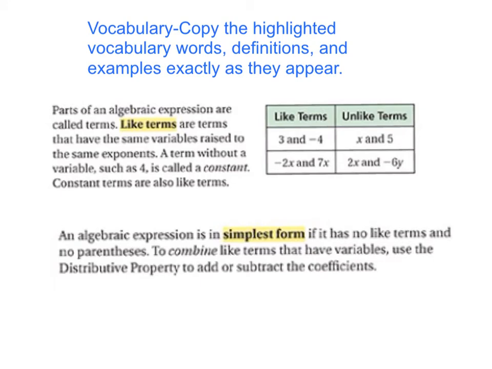Today's lesson vocabulary is like terms and simplest form. Pause while you copy the highlighted vocabulary words, definitions, and examples exactly as they appear in your math notebook. Be sure you highlight the vocabulary words, like terms and simplest form, in your math notebook so they're easy for you to find.